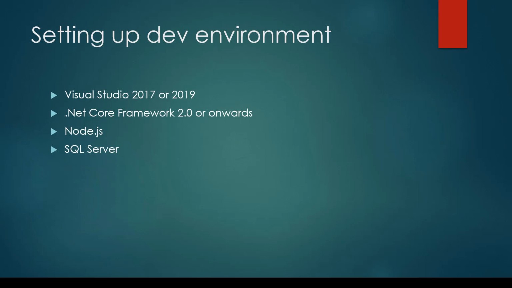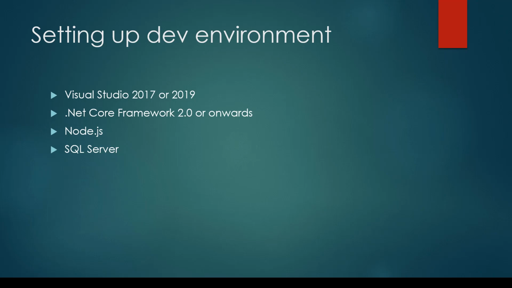Now that we know what are the core building blocks of ASP.NET SBA project, we'll take a look at how to set up our dev environment. The first thing that you do is install Visual Studio 2017 or 2019. If you have Visual Studio 2019, then .NET Core Framework is automatically installed.